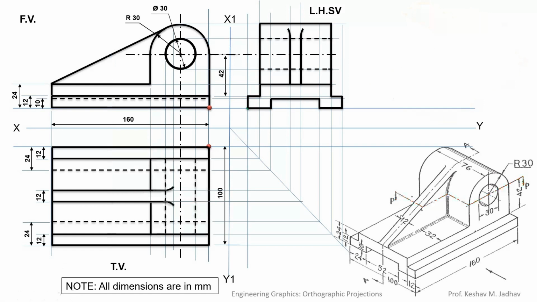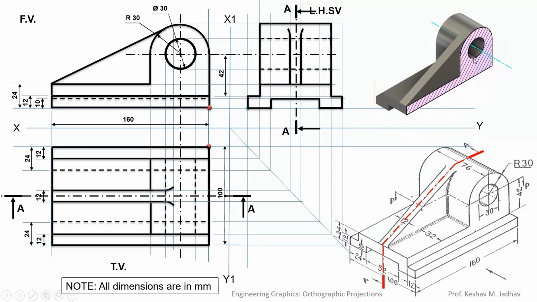Now let us consider another cutting plane AA. So if we cut the object along this cutting plane AA, then that cutting plane we can show in the top view and in side view, and we can view the cut portion in the front view. So we can show the cutting plane AA in the top view as well as in the side view. Now when we cut the object along this cutting plane AA, then we will observe the object like this.